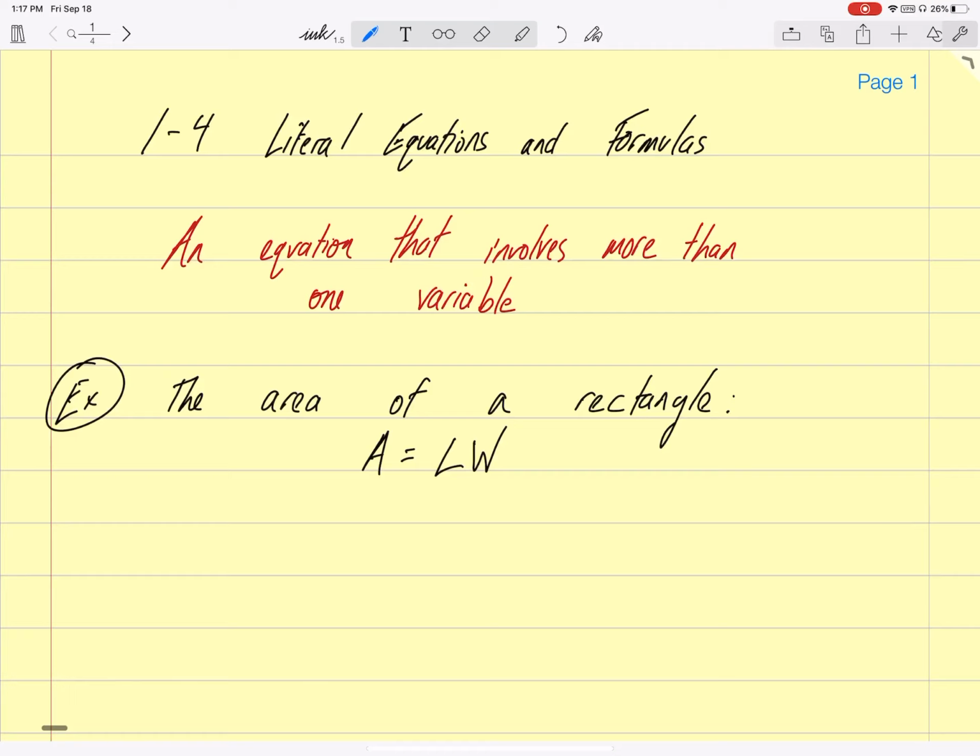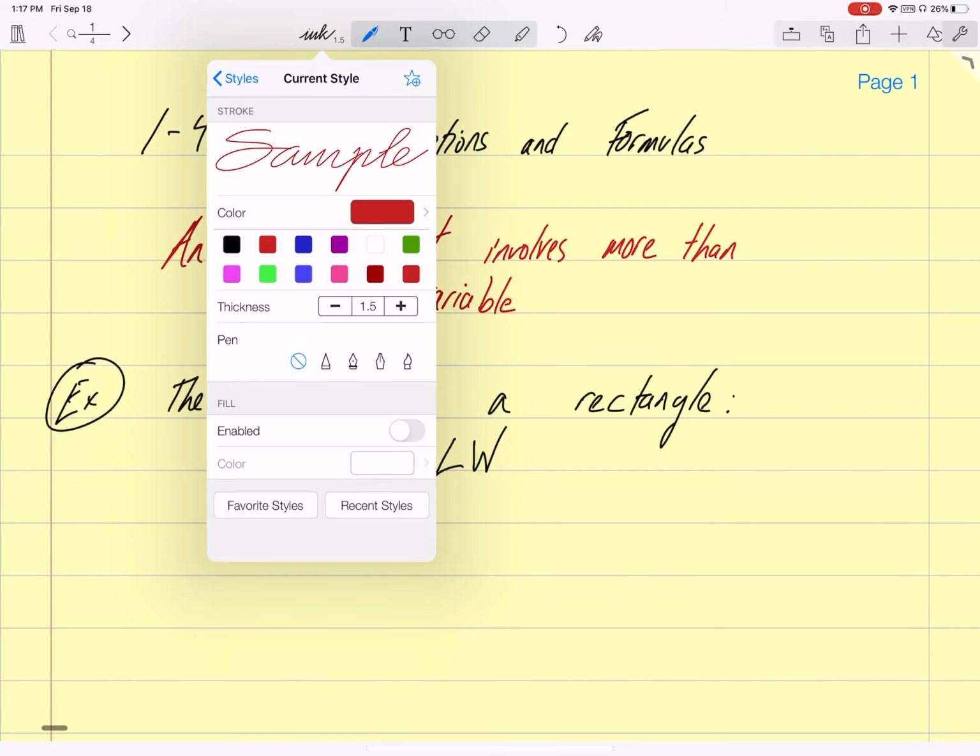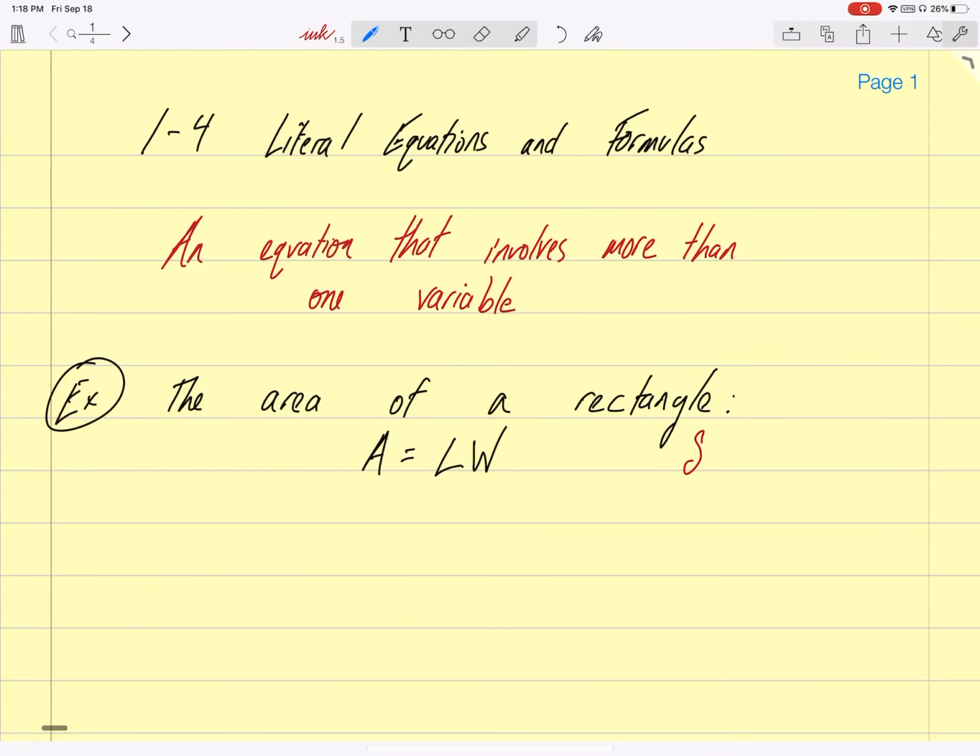It's a really familiar example. It's the area of a rectangle. The area of a rectangle equals length times width. So let's just say that your direction for this one was solve for L. Well, we're not going to get a value for L. We're just simply going to get L equals some stuff on the other side of the equation.